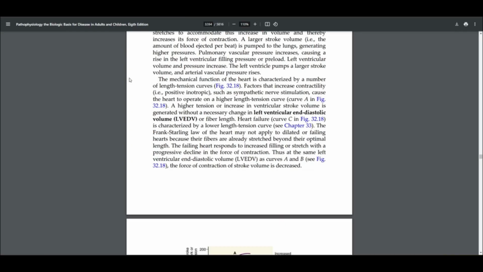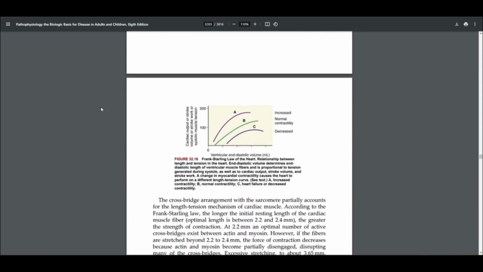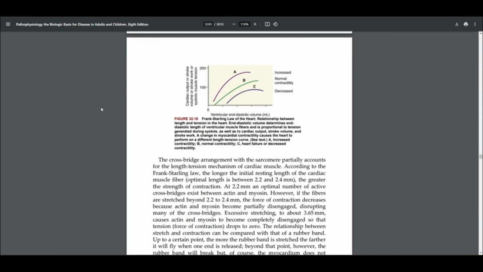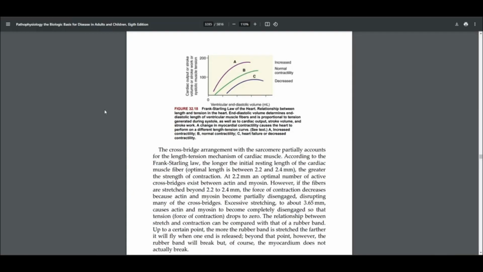The Frank-Starling law of the heart may not apply to dilated or failing hearts because the fibers are already stretched beyond their optimal length. The failing heart responds to increased filling or stretch with a progressive decline in the force of contraction. Thus, at the same left ventricular end diastolic volume as curves A and B, the force of contraction or stroke volume is decreased. So really, it sounds like this only fits in your healthy individuals.